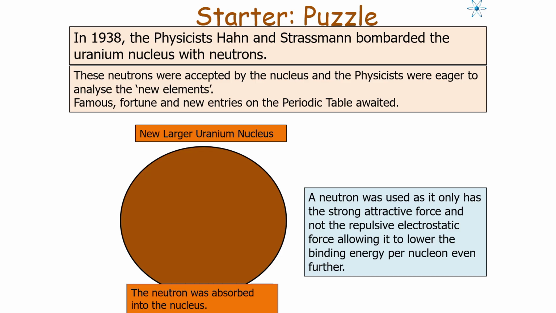Now these neutrons were accepted by the nucleus, and the physicists were eager to analyse the new elements that were formed. So we thought that fame, fortune and a new entry in the periodic table awaited. Now just to clarify, a neutron was used as it only has the strong attractive force and not the repulsive electrostatic force, allowing it to lower the binding energy per nucleon even further.